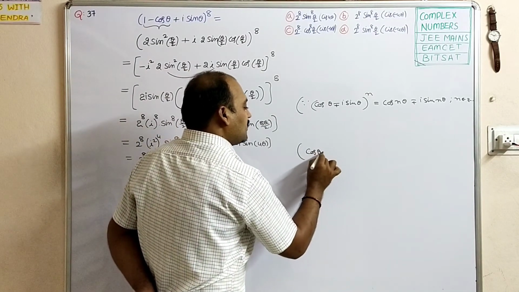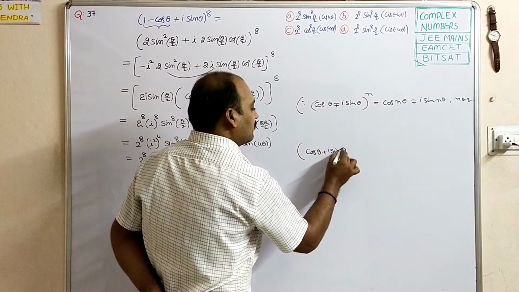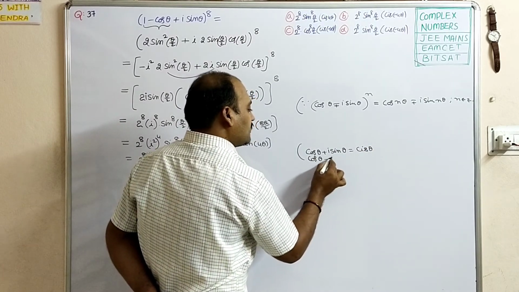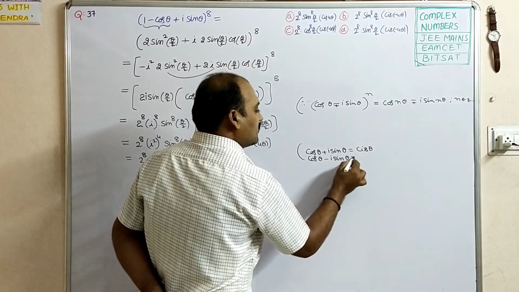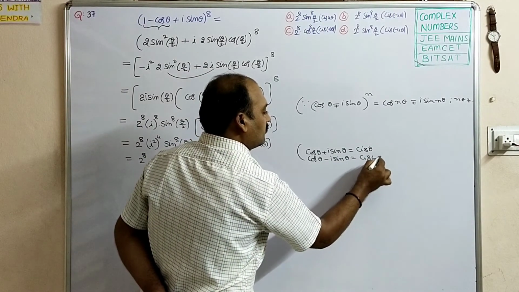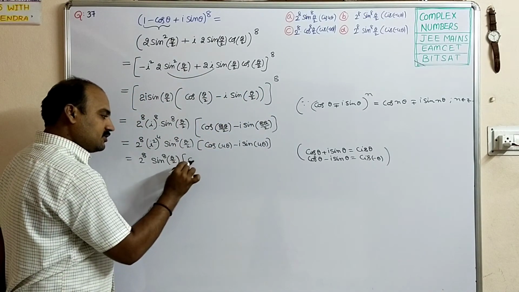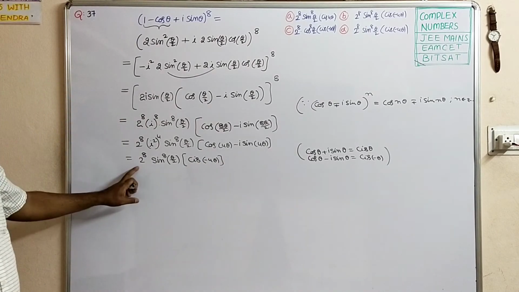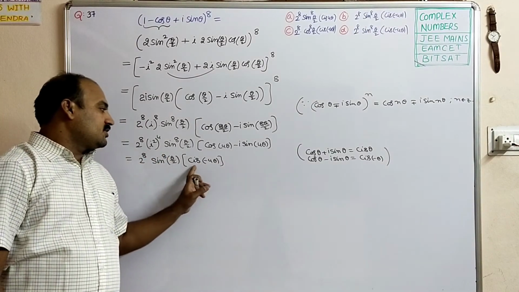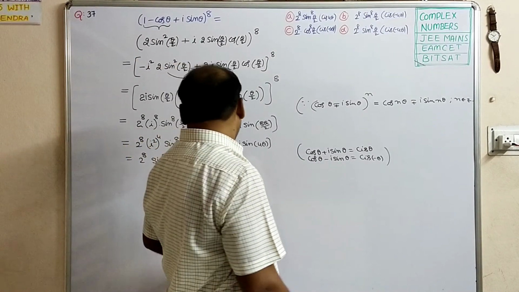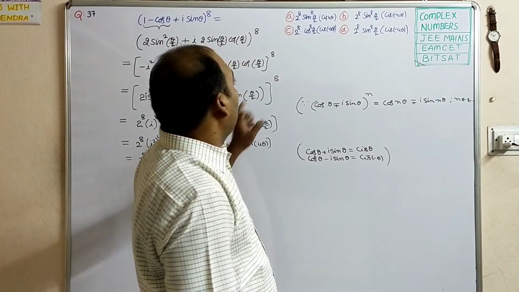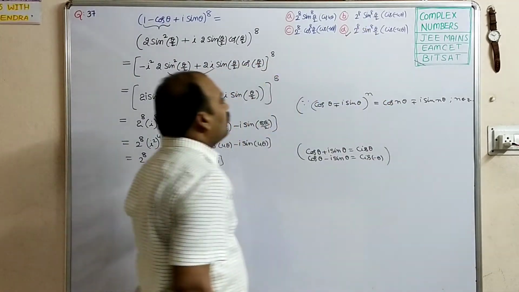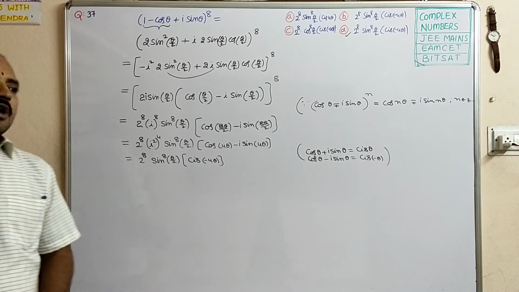Cos theta plus i sin theta means cis theta. Similarly, cos theta minus i sin theta equal to cis of minus theta. So by using this, it becomes cis of minus 4 theta. So 2 power 8 sin power 8 theta by 2 cis of minus 4 theta, which is there in the fourth option. We will move to the next question.